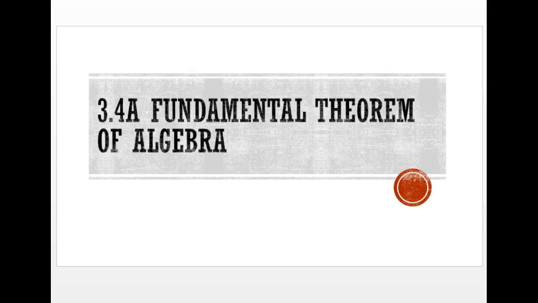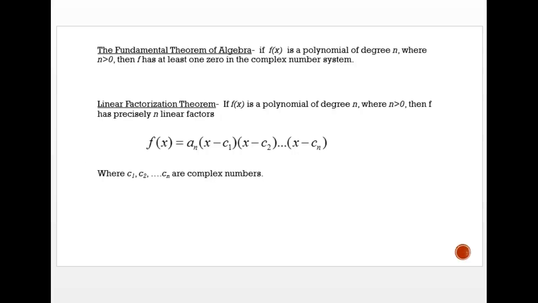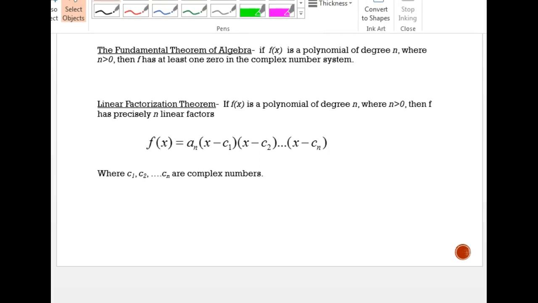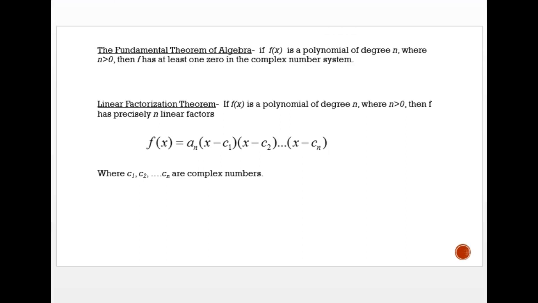All right, in 3.4a, we're going to start our discussion on the fundamental theorem of algebra. Here's what it says. If f of x is a polynomial of degree n, remember that's the highest power, where n is greater than 0, then f has at least one zero in the complex number system. Now, the complex number system has two parts. They could be real or imaginary. So they can have imaginary zeros or real zeros. That's what complex number system means.